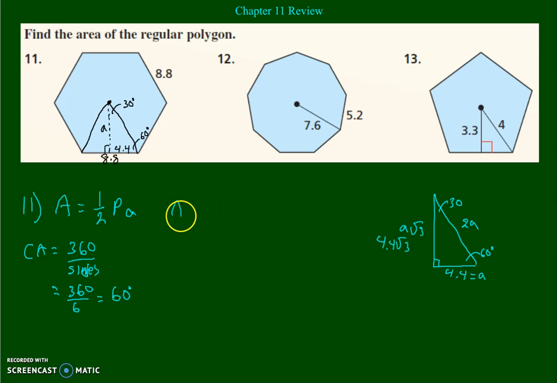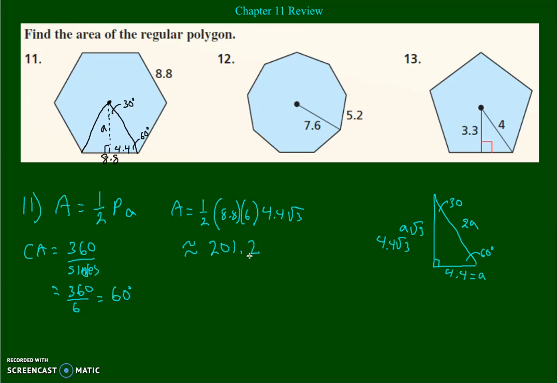And I can say the area is 1/2 the perimeter. The perimeter is 8.8 times 6. So that's 1/2 perimeter times the apothem. And the apothem is 4.4 square root of 3. And this expression gets us our area. And if we put that into our calculator, we get 201.2, rounding to 1 decimal place.